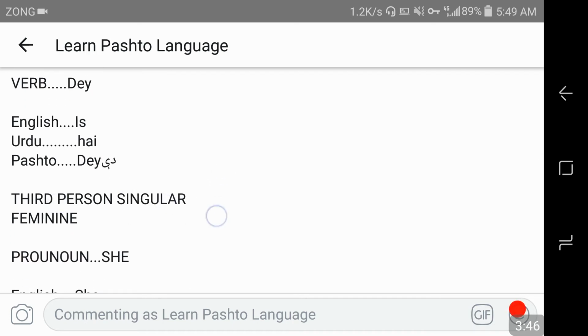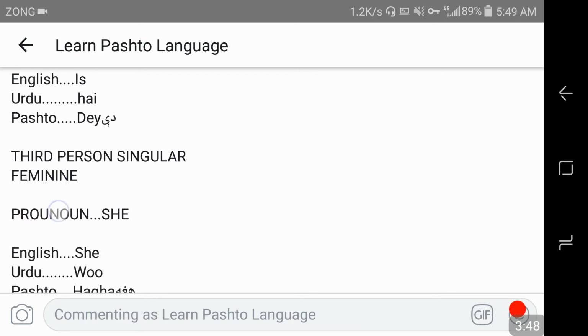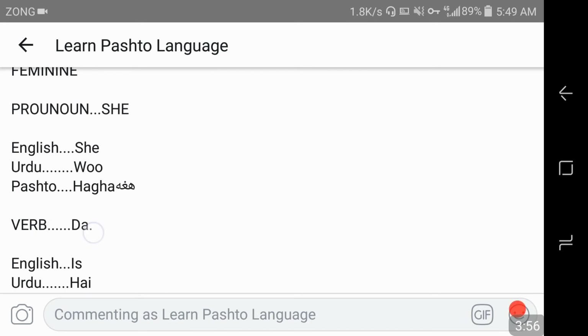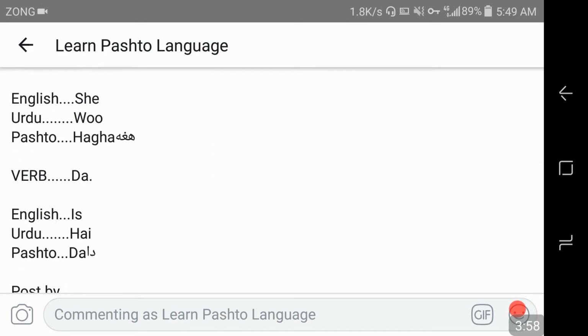Third person singular for feminine. Pronoun she, Urdu wo, Pashto haga. Verb da. English is, Urdu hai, Pashto da. For feminine we use da for is.